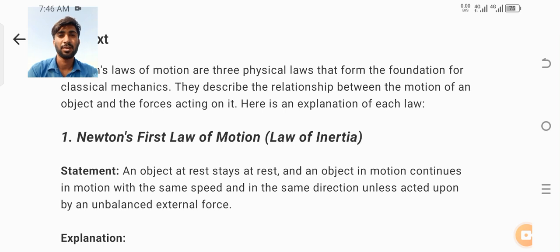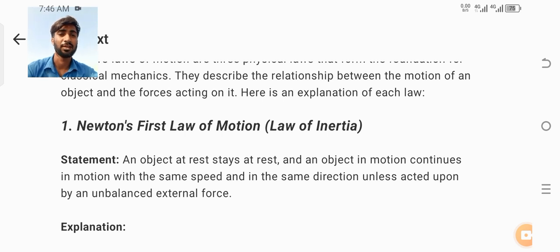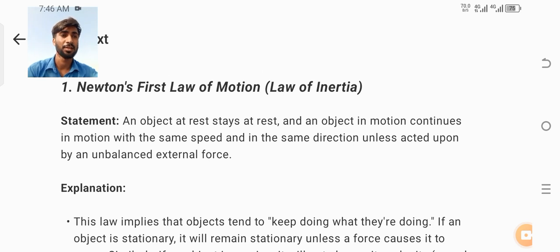Newton's three laws: the first, the second, and the third. First, Newton's law of motion, the law of inertia. Statement: an object at rest stays at rest, and an object in motion continues in motion with the same speed and the same direction, unless acted upon by an unbalanced external force. This is the statement of Newton's first law of motion.